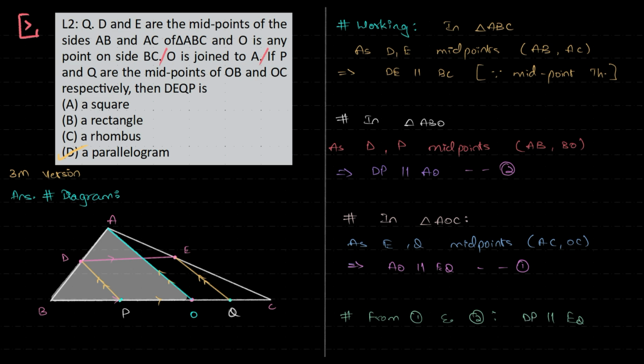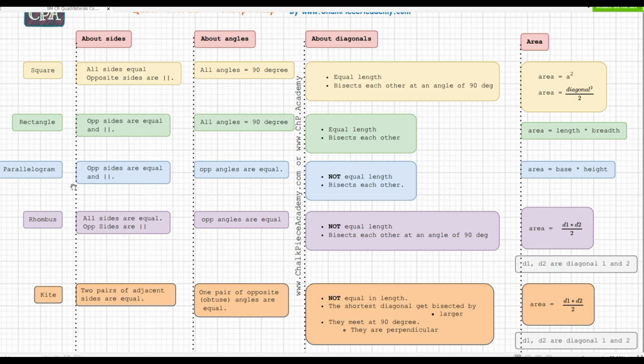Now, we proved that opposite sides are parallel. So it can be a square, rectangle, parallelogram or rhombus. How will you prove that it's a parallelogram? The opposite sides are equal and parallel. Opposite angles are equal. The diagonals are not equal and they bisect each other. These are all the properties. So we are trying to prove that it's not a square, rectangle or a rhombus. For a rectangle, if I prove that the angles are not equal to 90 degrees, then the rectangle and the square go off, and the fight is between parallelogram and rhombus.